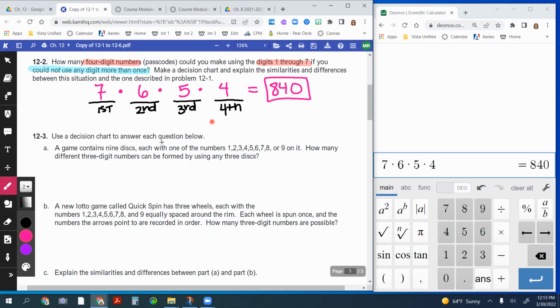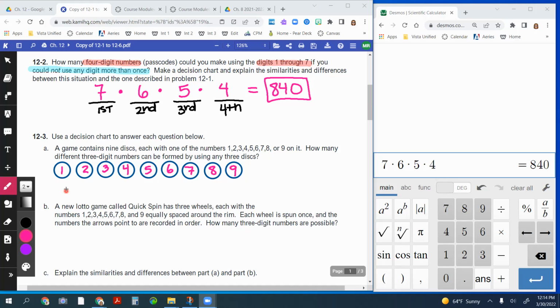Use a decision chart to answer each question below. A game contains 9 discs, each one with the numbers 1, 2, 3, 4, 5, 6, 7, 8, 9 on it. How many different 3-digit numbers can be formed using any 3 discs? Okay, I'm going to just draw this out for you to see what they are talking about. So I just drew 9 little discs. Each disc has the number 1 through 9 on it. And we're going to be picking 3 of these to get our number.